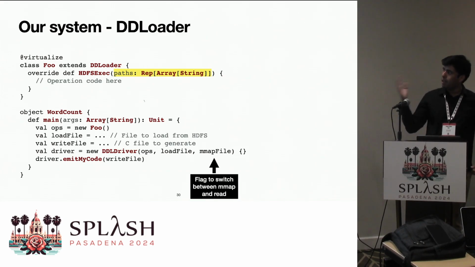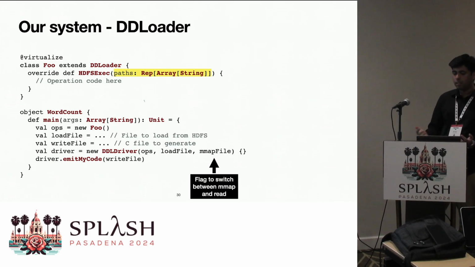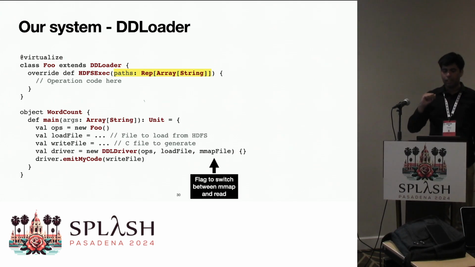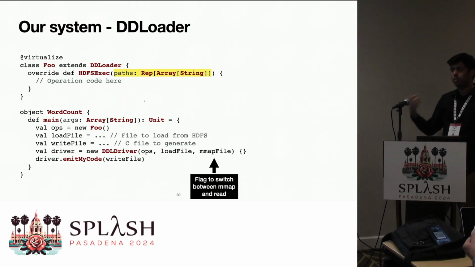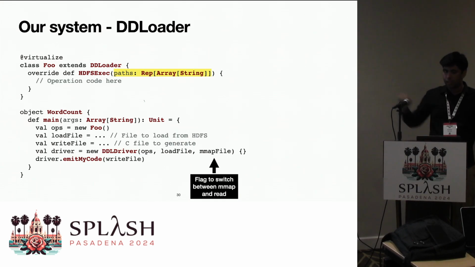As you can see, the paths array is annotated by Rep, which indicates that these values are going to be known at a later stage. However, the user can still write iterators and perform operations over this variable, with the only difference being that the actual values are going to be filled in later. The user provides the actual operation to be performed over the HDFS file in this HDFS exec function, and they then create a DDLoader driver object with the operation, the name of the file, and so on, to generate code that is specialized based on this HDFS exec function.